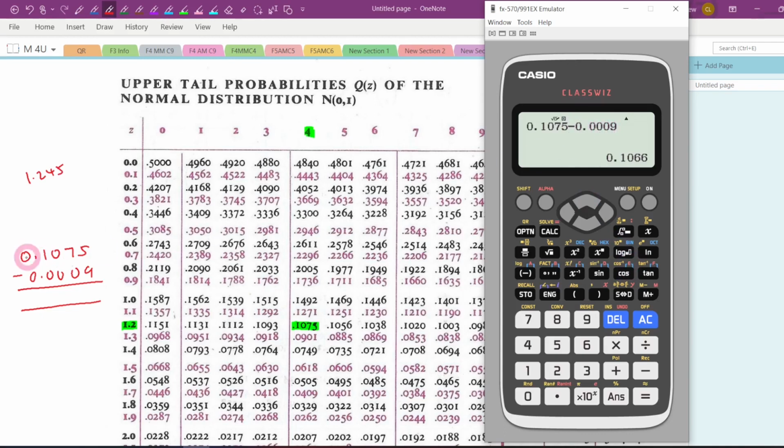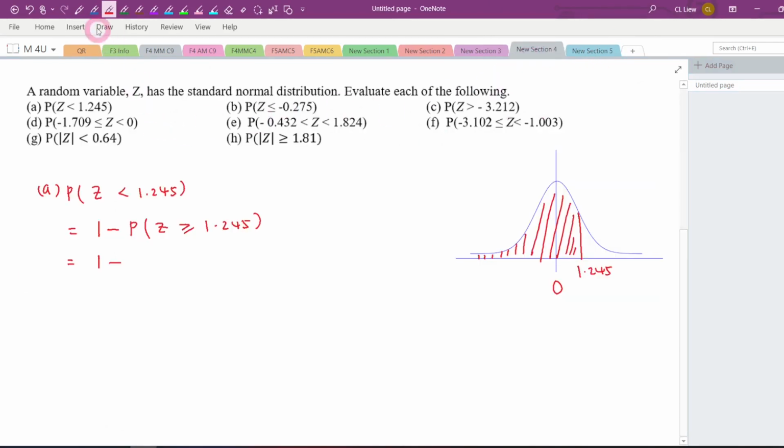So I would suggest you just key in this 1075, then press minus 9. This answer, and then you add a 0 in front of it. Okay, 0.1066. Then just press your calculator. 1 minus 0.1066. The answer is 0.8934. Okay, so this is the way how do we get the answer.